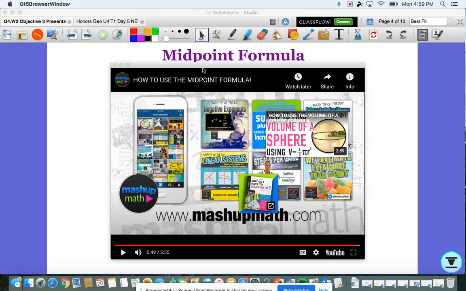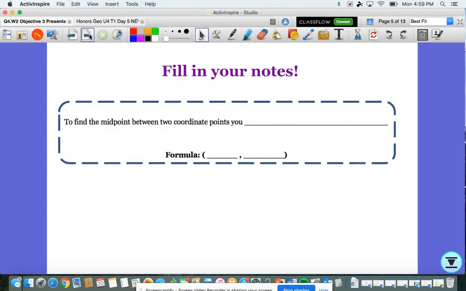Awesome. So hopefully that made a little bit of sense. I'm going to be reviewing that and summarizing it and, of course, doing some examples. So let's go ahead and turn to our note sheet and fill this in.